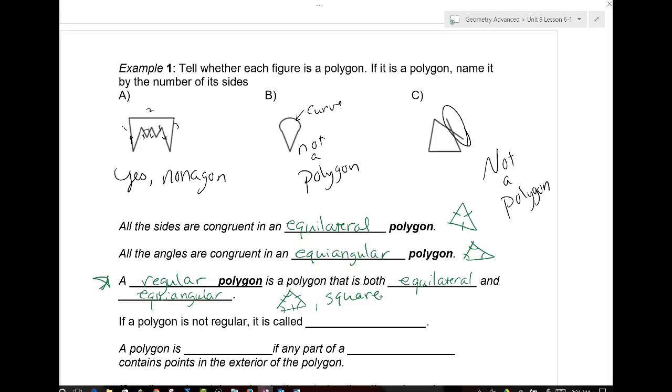All right. If a figure is not regular, you're going to be calling it irregular. I know, profound vocab. Irregular. Or not regular. Wow.